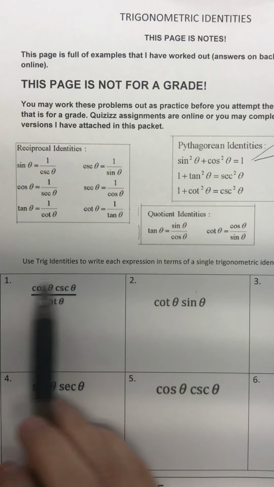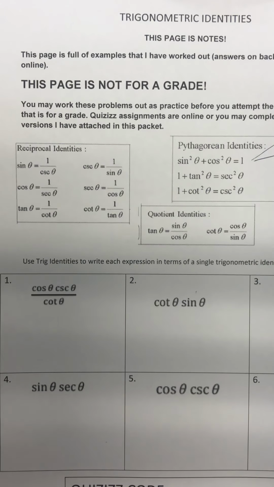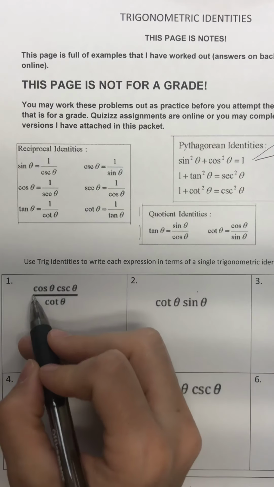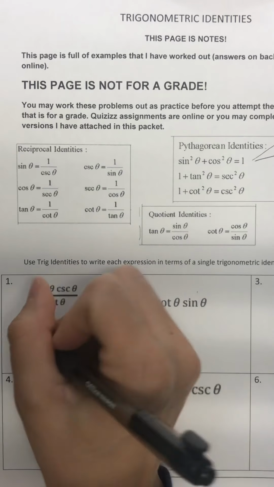For number 1, I don't have any squares here. I don't have any ones. There's no way to use Pythagorean identities. So I'm going to get everything in terms of sine and cosine. So this is already in terms of cosine. I'm going to leave that alone.